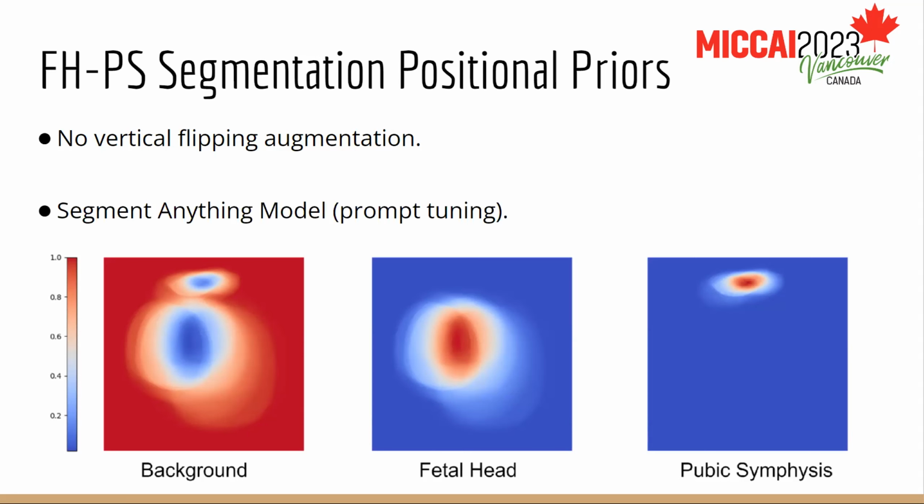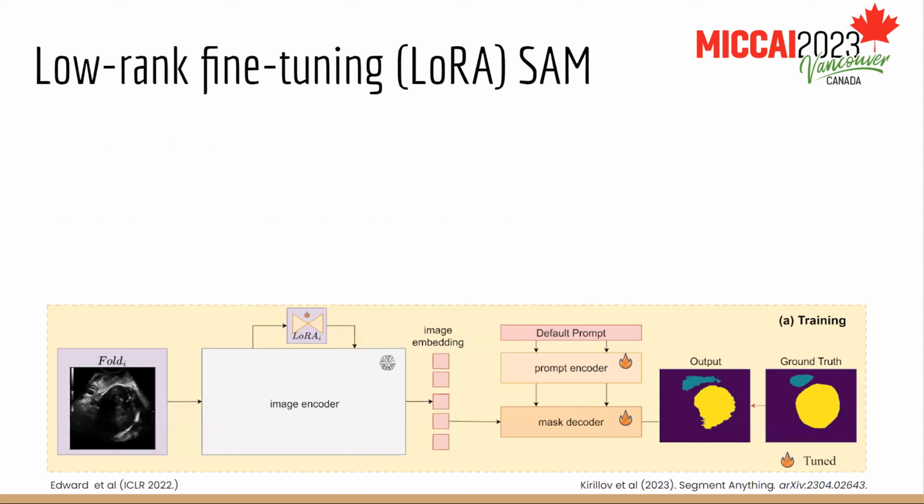The second one is how can we use these priors in segmentation models in general? There are a lot of ways that you can use them, but in our submission, we wanted to explore a state-of-the-art segmentation model, like the Segment Anything Model, and see how prompt tuning can encode these positional priors and come up with an accurate segmentation. So this is our framework for the training in general.